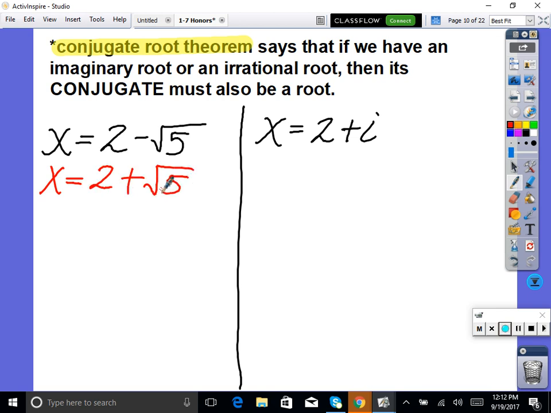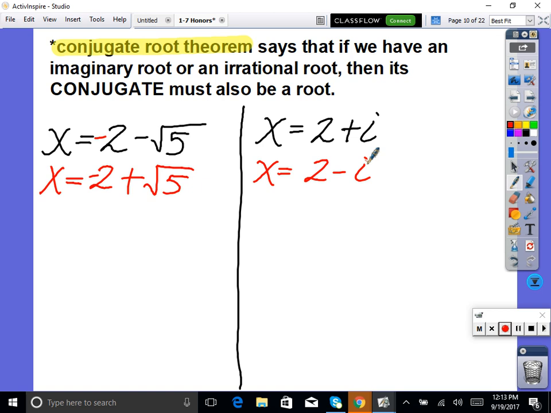2 plus root 5. Very good. What if this would have been negative? Does that become positive? No, it still would have been negative. Just make a test of your knowledge here. Once again, if we have an imaginary solution, its conjugate is a solution. So 2 minus i would also be a solution. Do we all agree? That's all it asks.